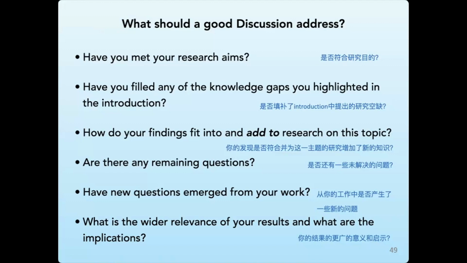Are there any remaining questions? And have new questions emerged from your work? So have your results shown a new knowledge gap or raised a new question? And then, of course, what is the wider relevance of your results? What are the implications of the study? So these are really key questions that you can ask as you're preparing or drafting your discussion section.